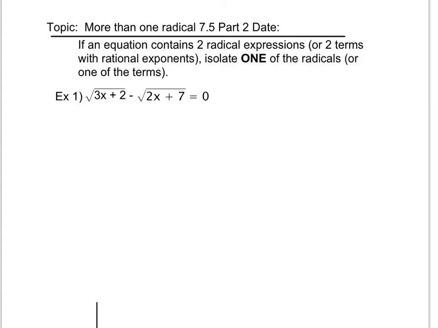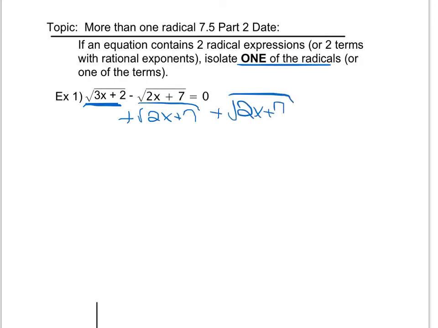Looking at example 1, the first thing I see that I have to do is isolate one of my radicals. Doesn't matter which. Let's say I decide that I'm just going to isolate the first one. In order to get it by itself, I'm going to have to move the other one to the other side of the equation. So I'm going to add the square root of 2x plus 7 to both sides, giving me the square root of 3x plus 2 equals the square root of 2x plus 7.